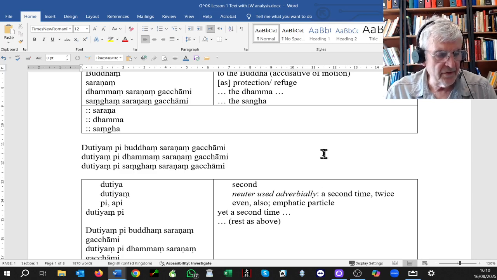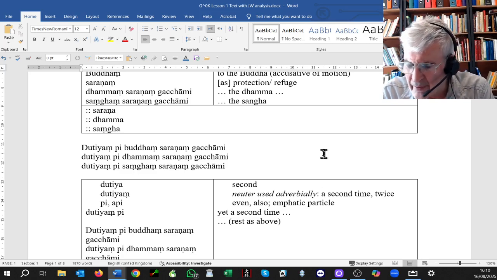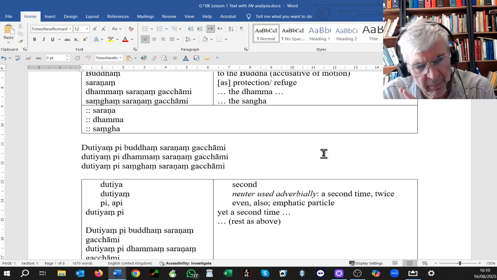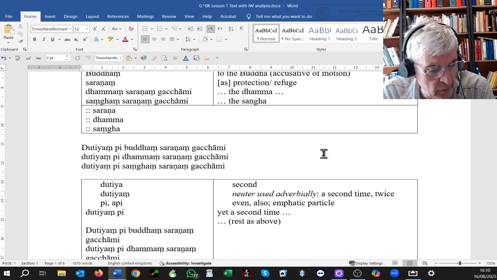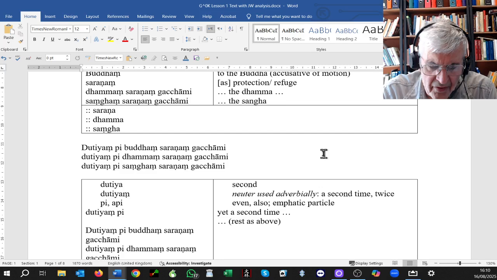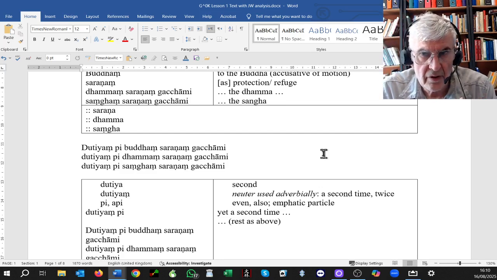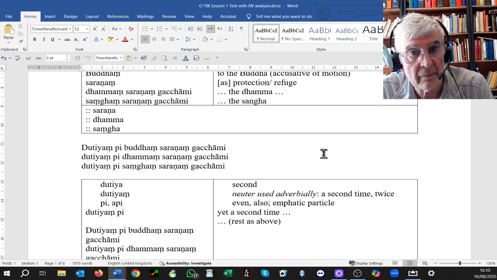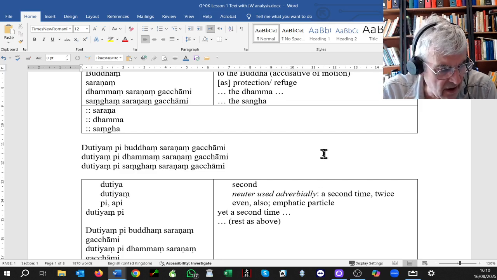The force of the pi here, in Sanskrit it's api, in Pali it's either pi or api. It tends to be api when it stands at the beginning of a word group, and pi when it is enclitic, that is, it's tacked onto the end of a word. So dutiyampi, it has rather the same force as English, yet a second time. I go to the Buddha, yet a second time I go to the Buddha. So, dutiyampi buddhang saranang gacchami.